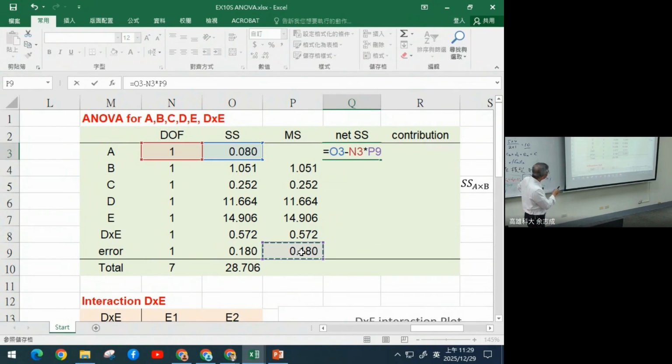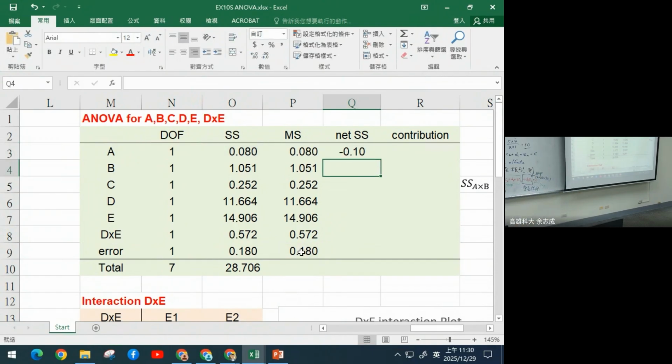Because our degree of freedom for A is 1, we only subtract 1 times the mean square error. If you have a 3-level design, the degree of freedom will be 2, which means that you will have 2 comparisons in this sum of square. Therefore, you need to multiply 2 times this mean sum square. Okay, let me show you the example later. Any problems calculating the net sum square? All right, this is minus. This one will be equal to this one minus the degree of freedom multiplied by this one.